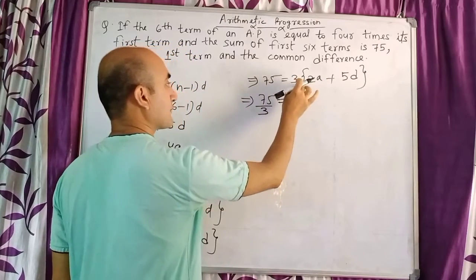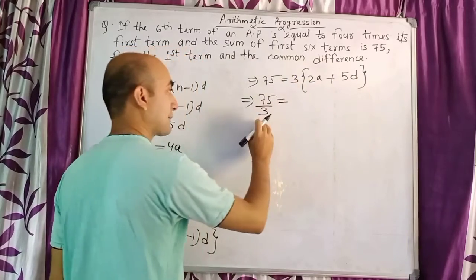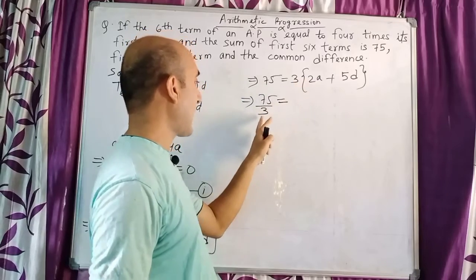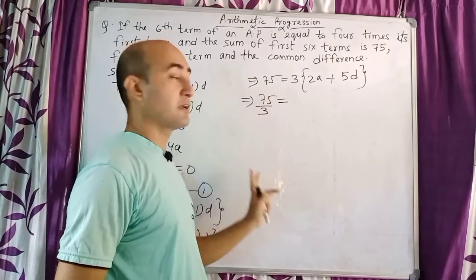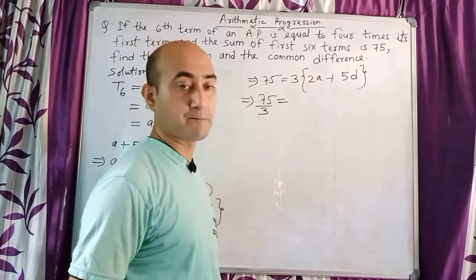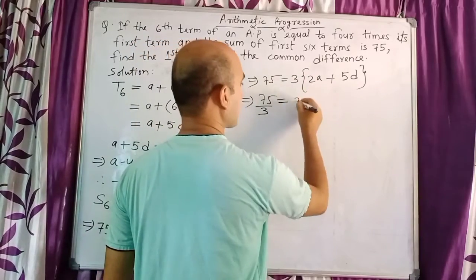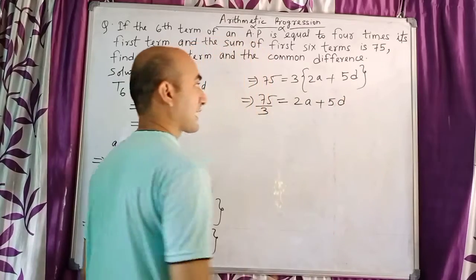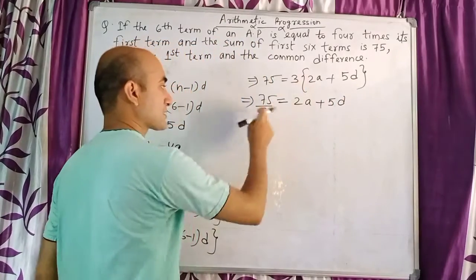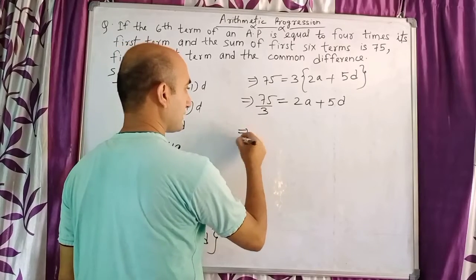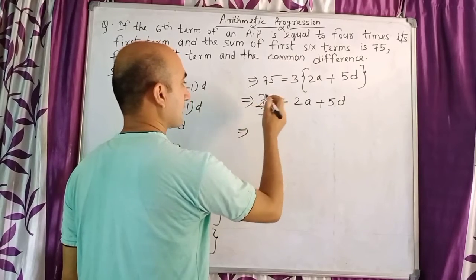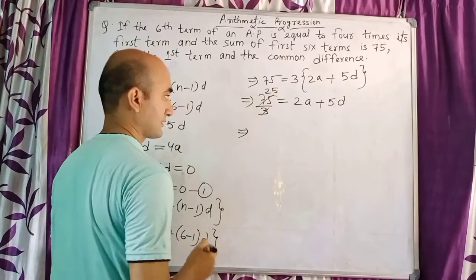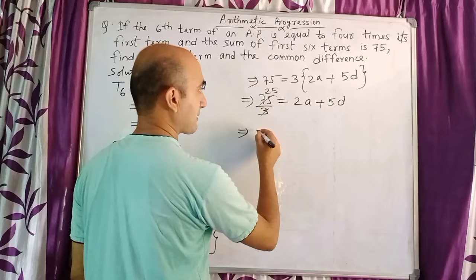Why? Because multiplication on the right hand side comes to the left hand side and can become divide. So I brought this 3 and I divided with 75 because this is in multiplication form. So it came this side. Now what is remaining? Only 2a plus 5d. No need of writing bracket because 3 has come here. Now 3 can cancel this. 3 2s are 6, 3 5s are 15. So now only I have 25 remaining here.